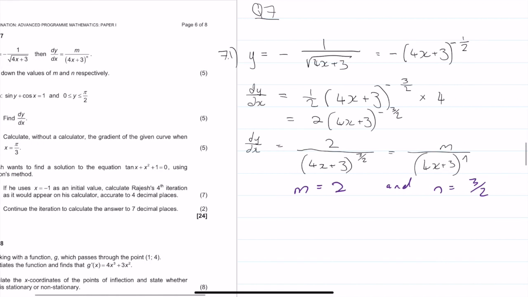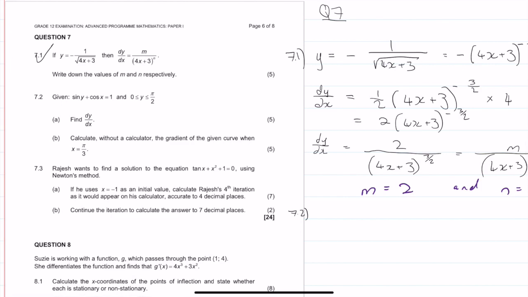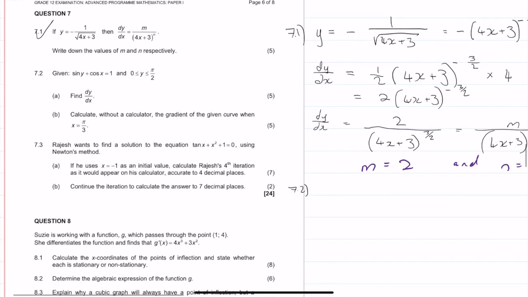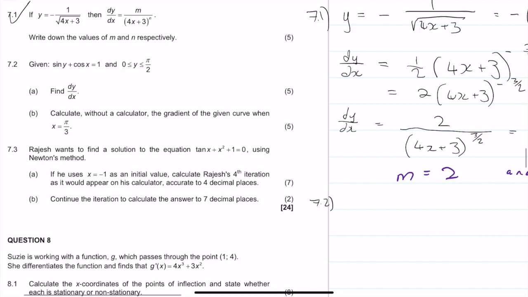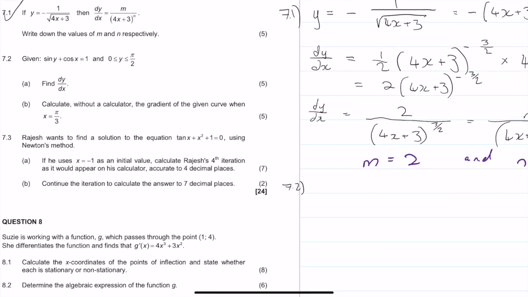Question 7.2 says sine of y plus cos of x is equal to 1, and y is between 0 and pi over 2. Then it says find dy/dx. We've got variables of x and y, so we can't just differentiate normally. We actually need to do implicit differentiation, and I've covered that in a previous video.